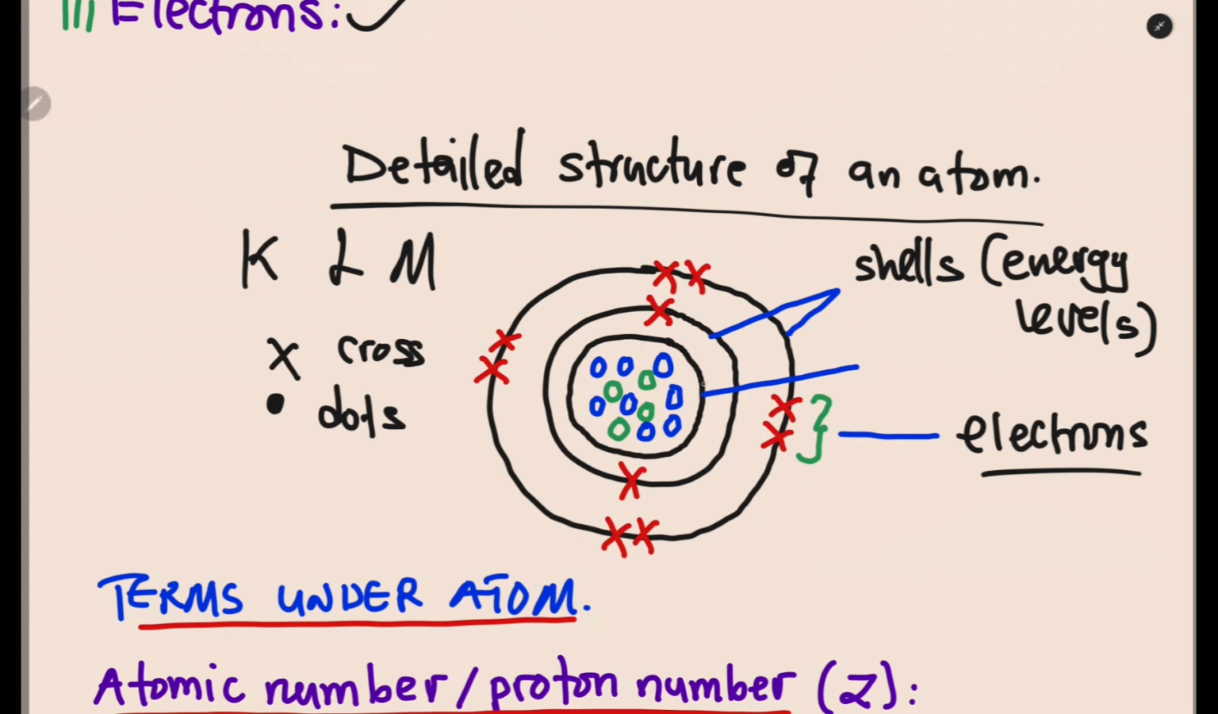Then you have the center of this atom, and that is what we call the nucleus. In the nucleus is where you find the protons, I'll use P for protons, and neutrons. So the nucleus simply is made up of protons and neutrons.